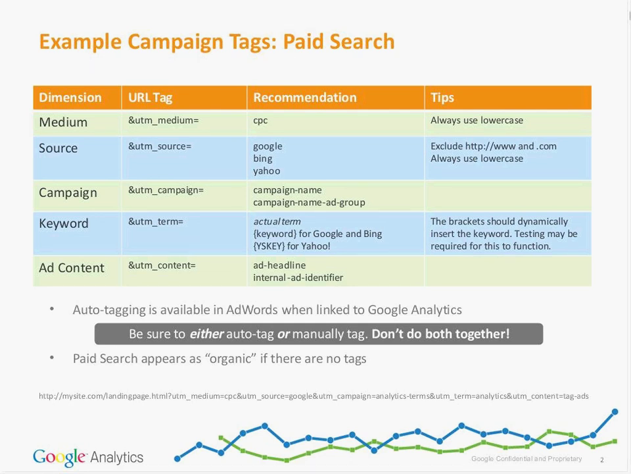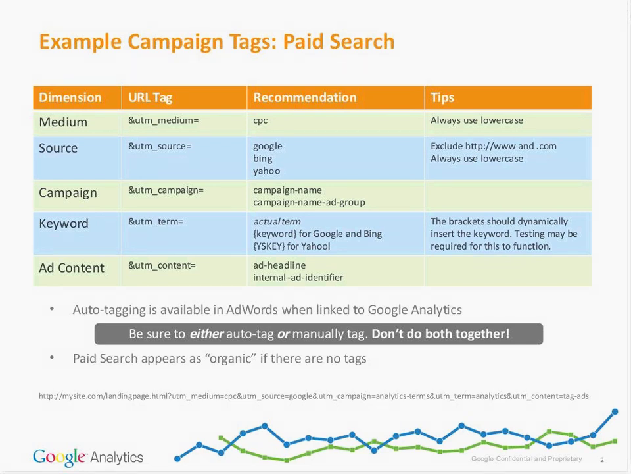Obviously, the campaign name, as it's reflected in the search engine, can be helpful. However, since most search engine CPC tools also use ad groups, you may want to insert the campaign name and ad group. For the ad content, you may want to use your actual ad headline or some sort of version identification. But again, you'll need to make sure that you set all these tags for all paid search engines.